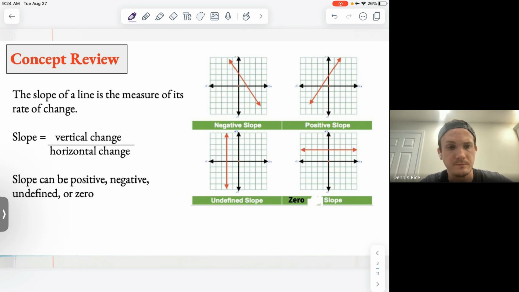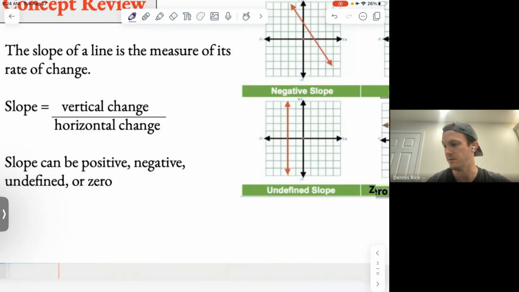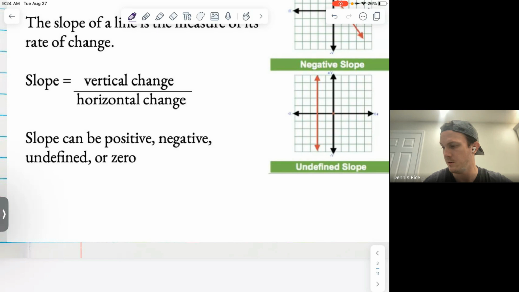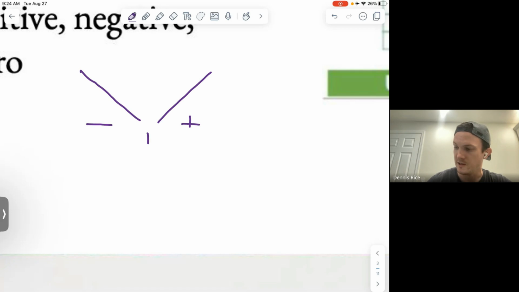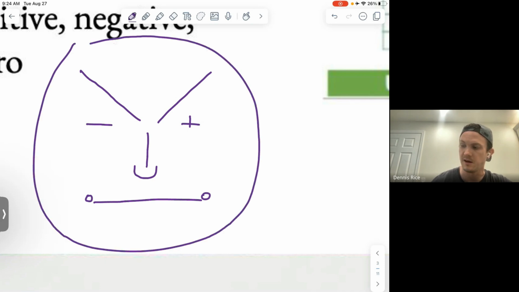Okay. One little trick that I always have for this, some of you that have siblings that have had me before know what this is. So it's just like a little picture to remember the 4 types of slope. So this is a negative slope. I put a little negative sign. This is a positive slope. I put a little plus sign. This is an undefined slope. I put a little U. And this is a slope of 0. Put little zeros. And all together makes a little scary looking guy.